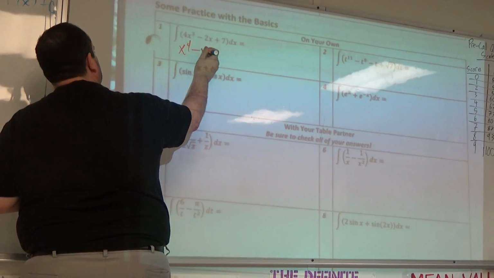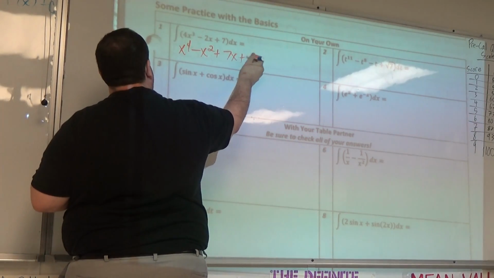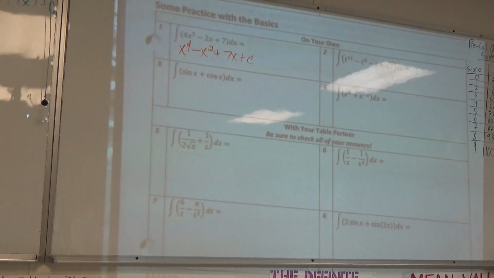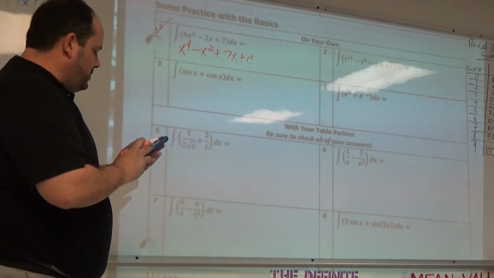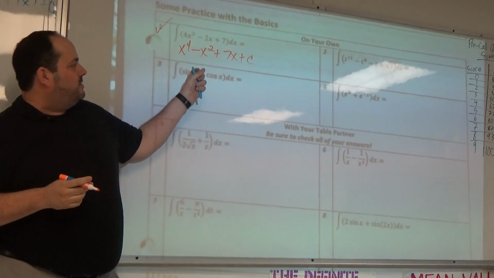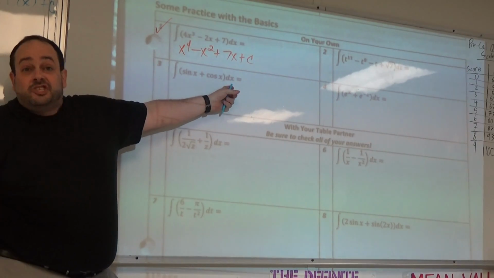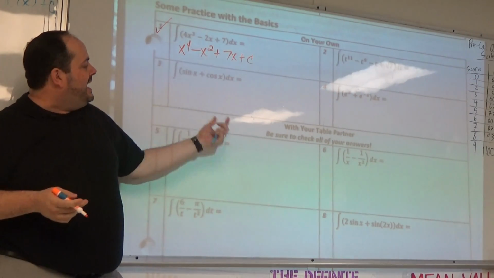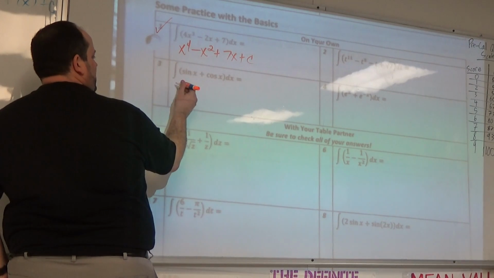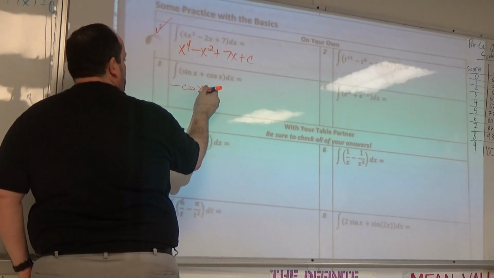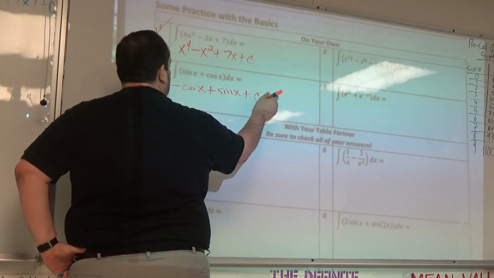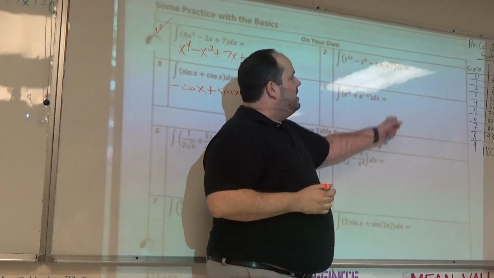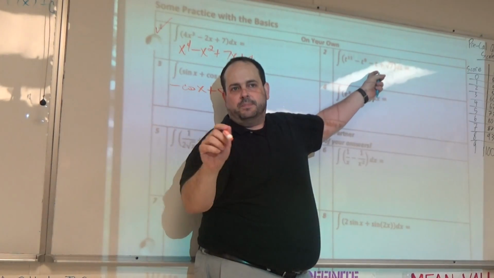Number 1, we've got x to the 4th minus x squared plus 7x plus Charlie. How many guys honestly have the first one right? Good. This next one, the antiderivative of sine of x plus cosine of x. Addition and subtraction is good for us. The antiderivative of sine of x, everyone's going to say is negative cosine of x, plus the antiderivative of cosine of x, sine of x plus Charlie. Love.